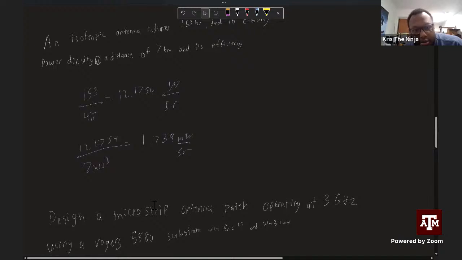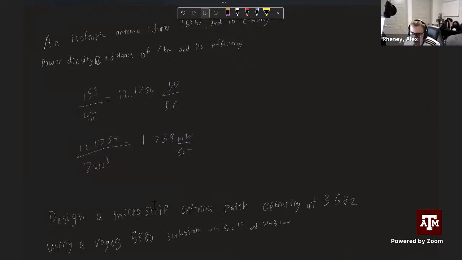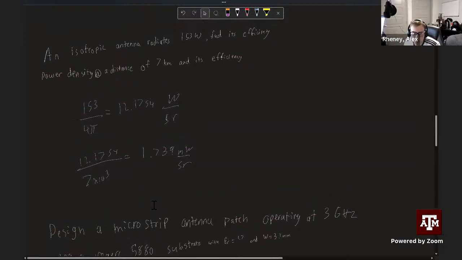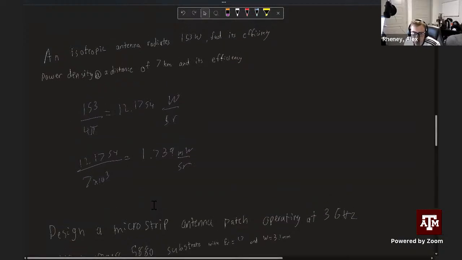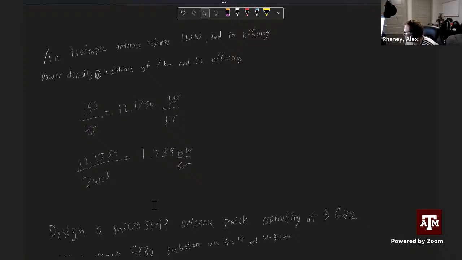Did you find the equation? So we did the first part of it right. For solving the power density, the 1.739 watts per steradian is correct. I have to find the efficiency. Efficiency is the power radiated over power transmitted. Yeah, PT is power transmitted.